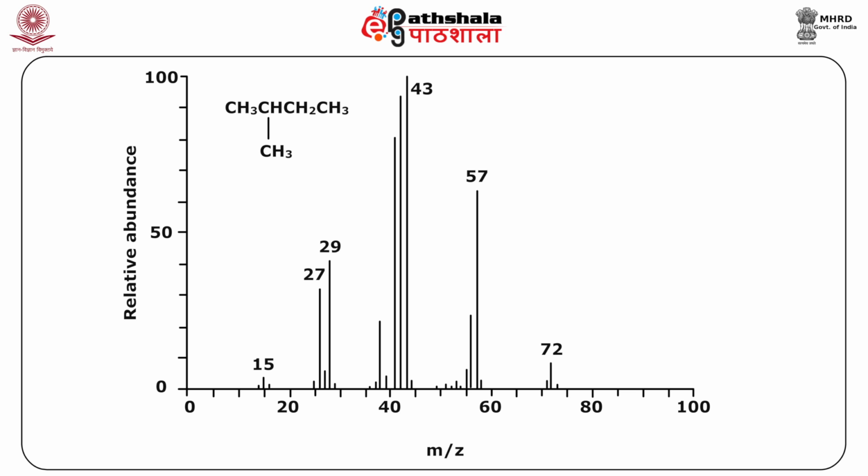So the M+1 peak owes its presence to the fact that there are 2 naturally occurring isotopes of carbon, that is, the natural abundance of 98.89% for carbon-12 and 1.11%, which is the natural abundance of 13C. So 1.11% of the molecular ions contain a 13C instead of 12C and therefore the M+1 peak appears. Now this is clear from this figure of the mass spectrum of 2-methylbutane.